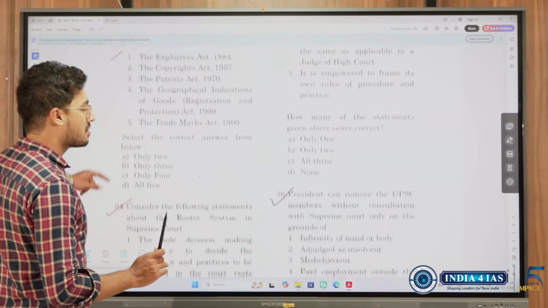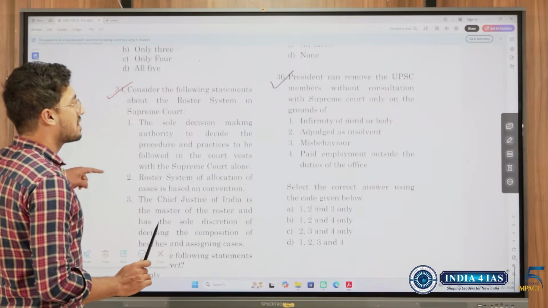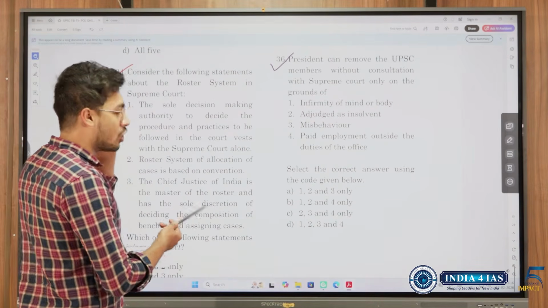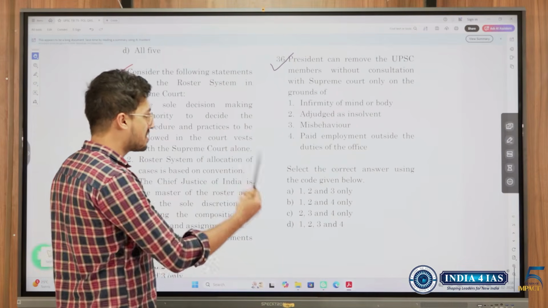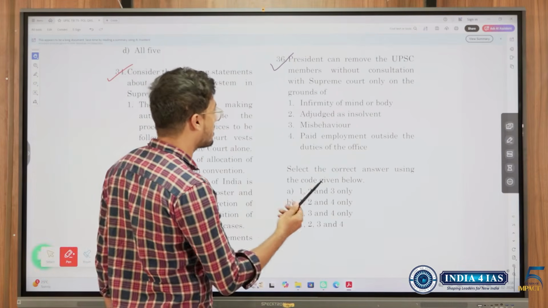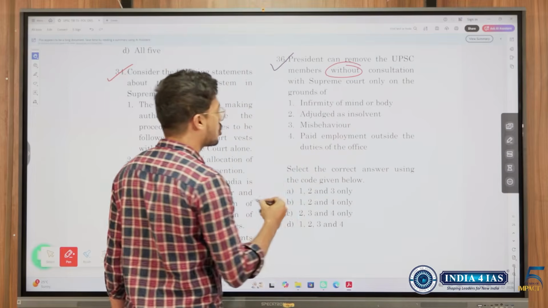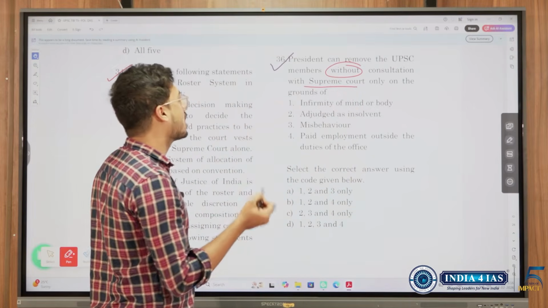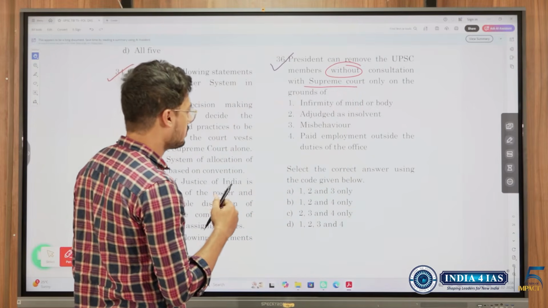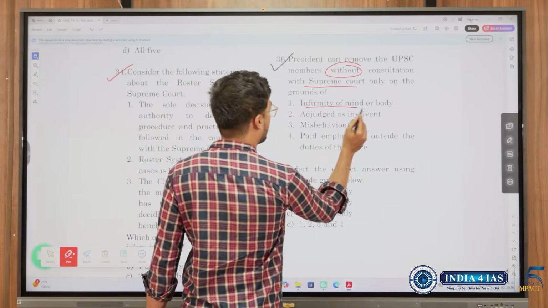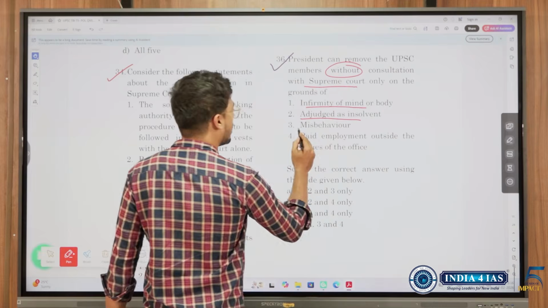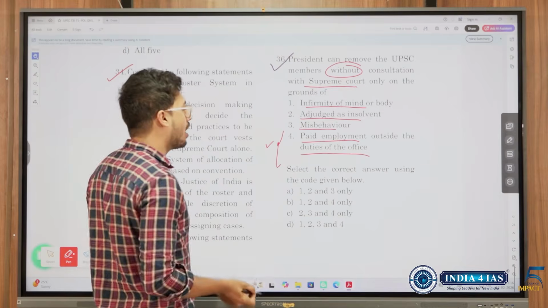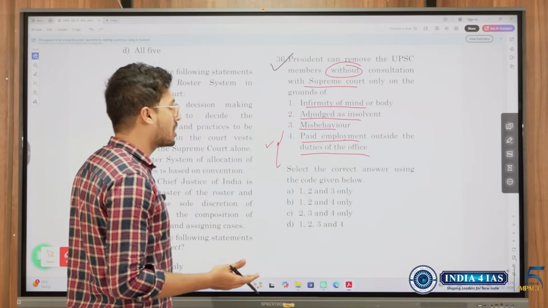Central Administrative Tribunal, simple thing, I'll leave it to you. President can remove UPSC members without consultation. See here, even if you did not know or were not sure of this question, how you can have deduced it. See, usually the president should remove UPSC members in consultation with the Supreme Court, but without consultation also he can remove on grounds of what? Infirmity of mind and body, adjudged insolvent, misbehavior, paid employment outside the duties. Now anyone would know that if there is paid employment outside the duties of office, then the president can remove that member.